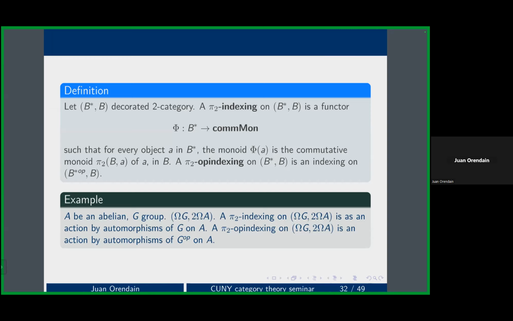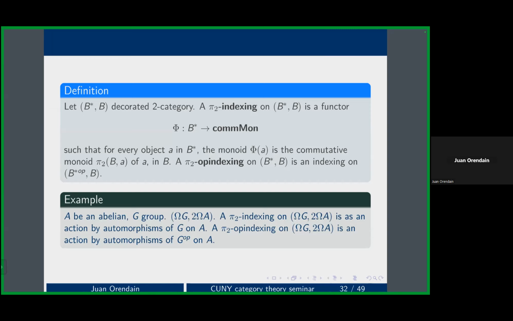And so we worked on defining exactly what the structure would be on a decorated bicategory. And if we start with a decorated bicategory with this structure, that I'll just tell you what that is, then we should be able to reconstruct a double category where every square is canonical. All right, so this kind of structure is a π2 indexing.